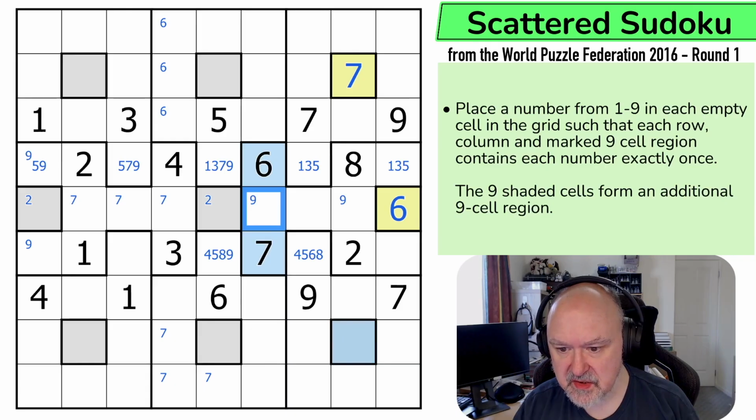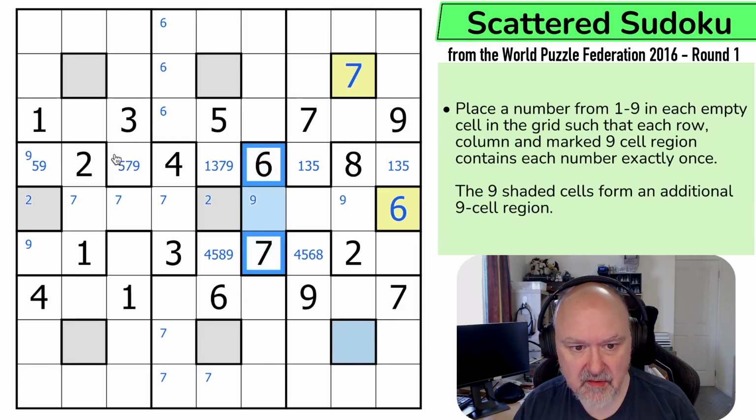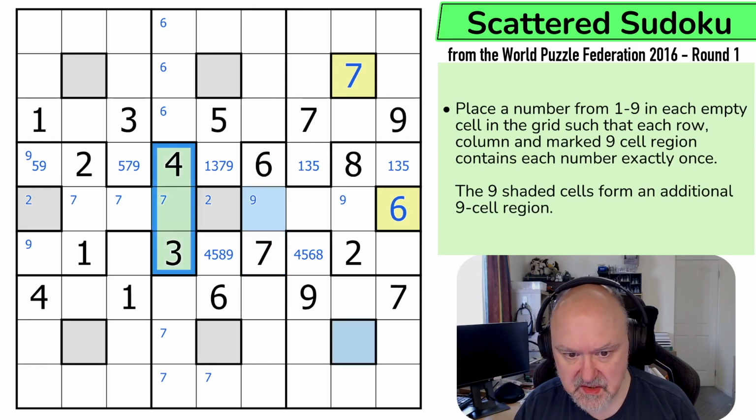And this digit is that digit. Can I repeat that over here? I think I can. These 3 digits are these 3 digits. I'm going to use light green. That digit cannot go in there. It has to go in one of those 2.